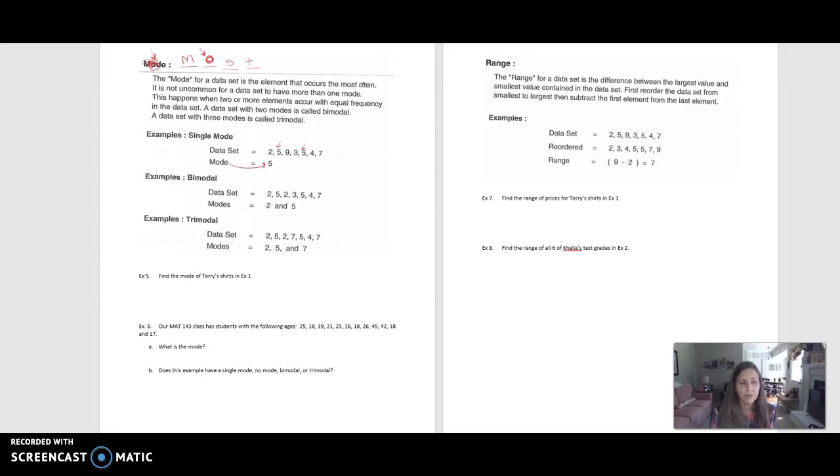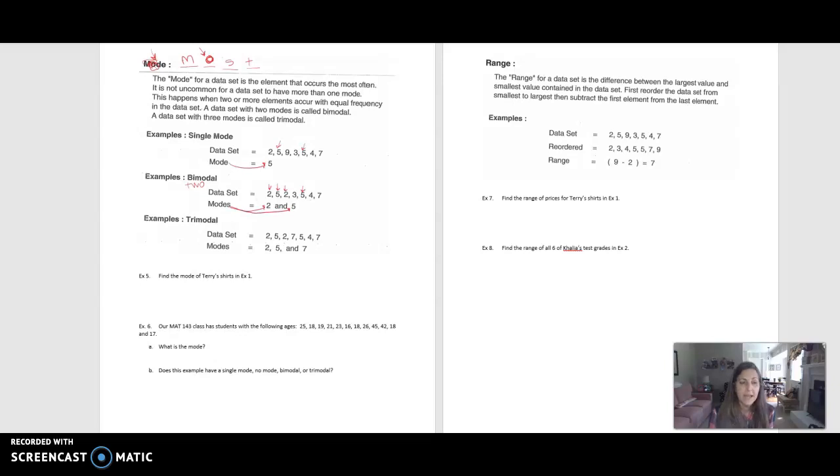Okay, here we have 2, 5, 2, 3, 5, 4, and 7. Well, this one's a little bit different. We have a 2 that's repeated twice, and then we also have 5 that is repeated twice. So 2 numbers are repeated the same number of times. And so this is called a bimodal. Bi means 2. Okay, like a bicycle has 2 wheels. We have 2 modes. We have a mode of 2, and we also have a mode of 5.